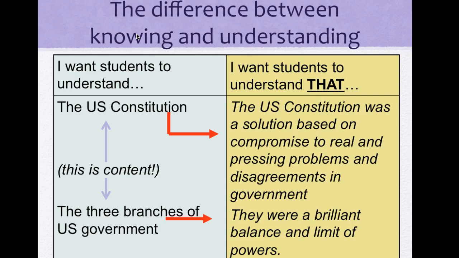There is the big U, the big understanding. This is the overall intent of your lesson and eventually your unit, and that's what the big ideas will be referring to. I want students to understand that the U.S. Constitution was a solution based on a compromise to real and pressing problems and disagreements in government. They were a brilliant balance and limit of powers. That's huge. That's a big understanding, capital U. It's the framework that you're housing a lesson and the unit in. You're not using the big U's right now, but you're keeping it in mind as you develop your lesson, because this is something that your unit will be addressing.